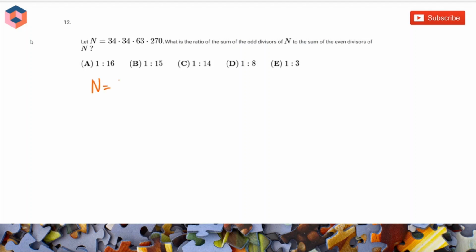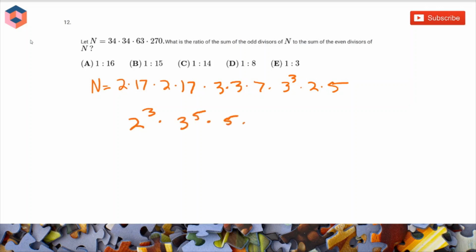We have n is equal to 2 times 17 times 2 times 17 times 3 times 3 times 7 times 3 to the power of 3 times 2 times 5. Basically, we have 2 to the power of 3 times 3 to the power of 5 times 5 times 7 times 17 squared. Okay, so how do you find the sum of the factors of a number? If you don't know that, make sure to watch our video on it.